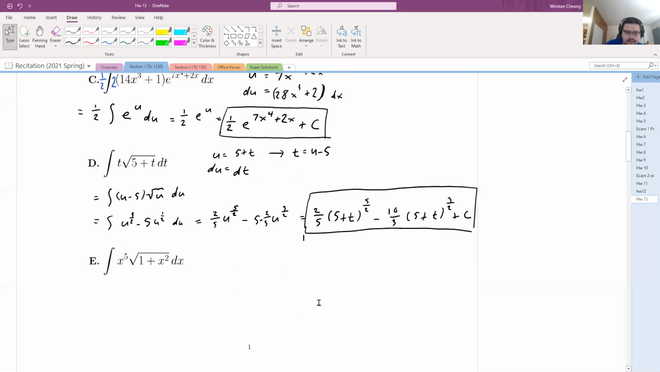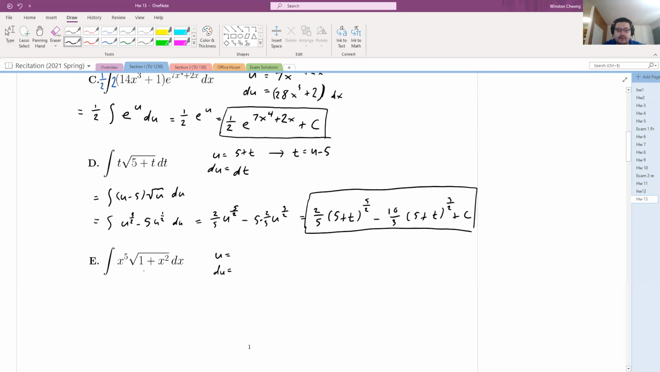So now E. It adds on to the complexity of D. So we do something similar, but it turns out there's a little bit more that we can do in terms of manipulating to convert the function over. It's to do with this x to the 5th power.